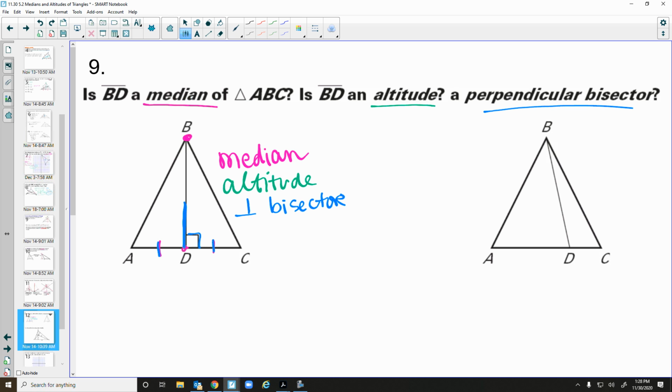Okay. Next one, is it a median? It goes from the vertex and bisects the other side. That makes it a median. Is it an altitude? No. Altitudes go from the vertex, creating a perpendicular line on the other side. No. Is it a perpendicular bisector? No. Nothing.